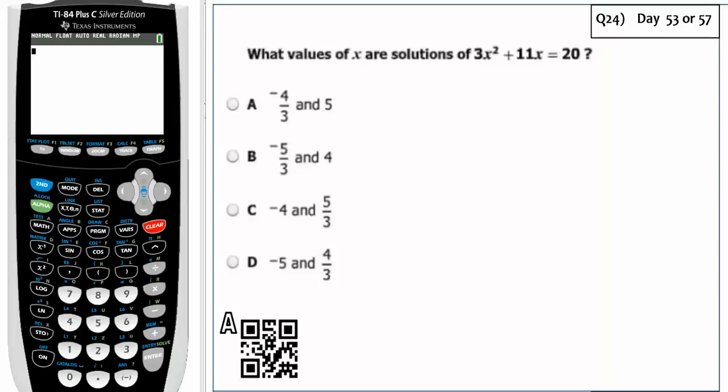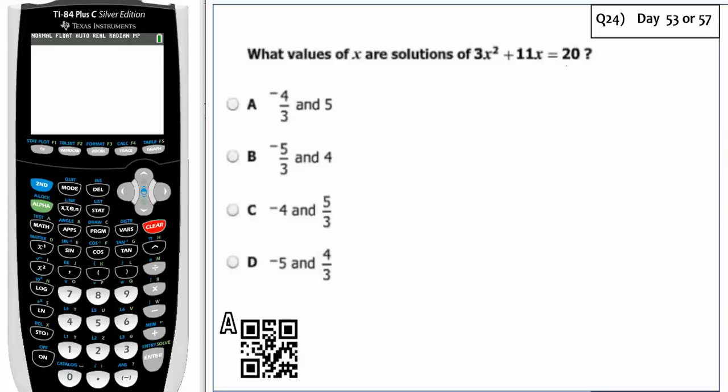For question 24, this one's asking what values of x are solutions. So I need to solve, and I could probably use zero product property. If I look at all of my answer types, all of my answers are a whole number and a fraction. That means it's going to factor nicely. If I do that, which is what I'm going to do, I'm going to do zero product property.